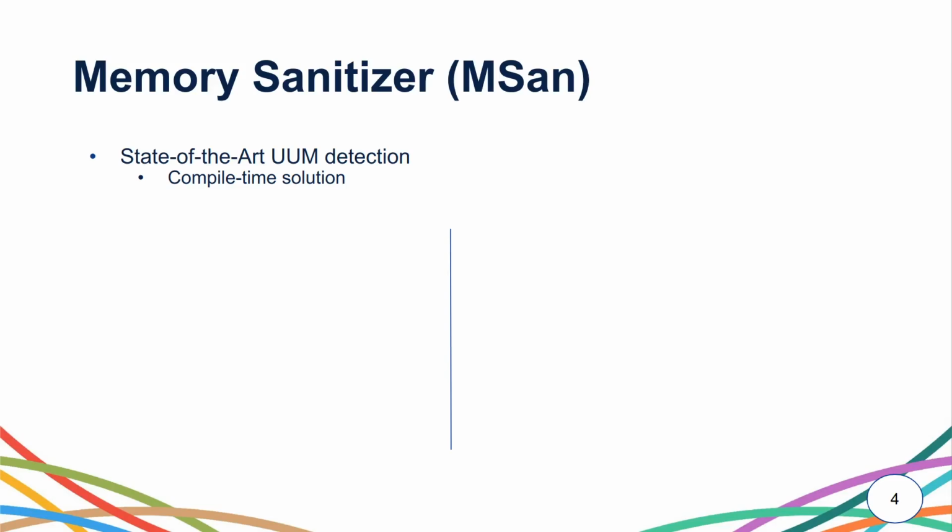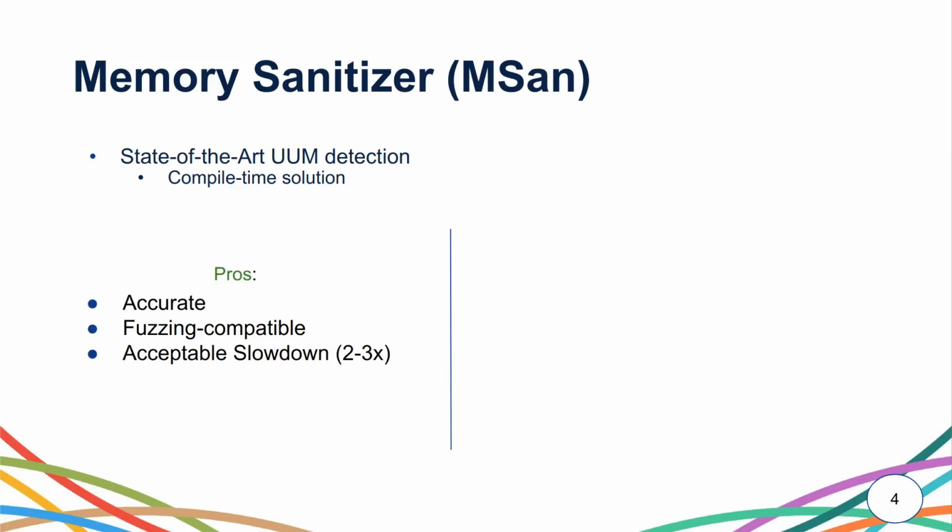The state-of-the-art solution to detect this kind of errors is called memory sanitizer, or MSan for short. It is a compile-time solution, and it is very accurate thanks to the fact that it has access to the full knowledge about the program at compile time, and it is also fuzzing compatible with an acceptable slowdown in the range of 2 to 3x.